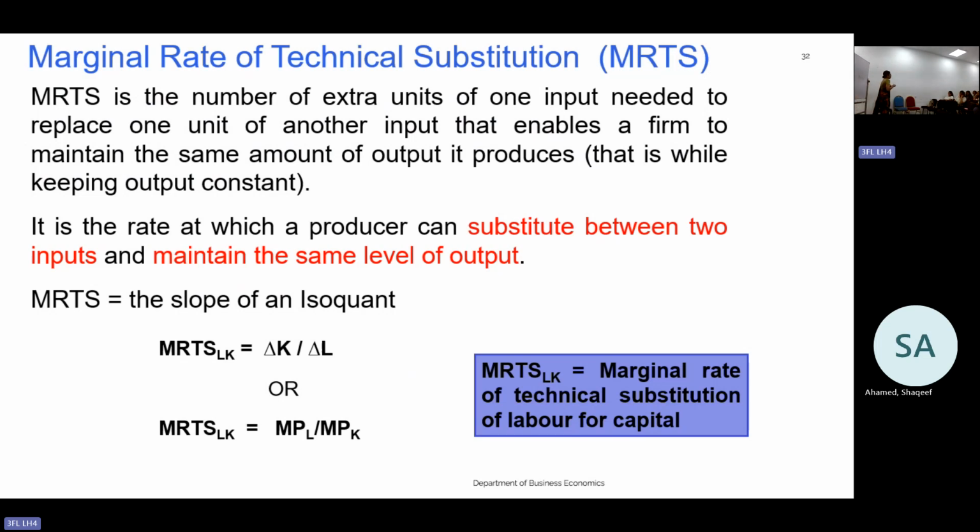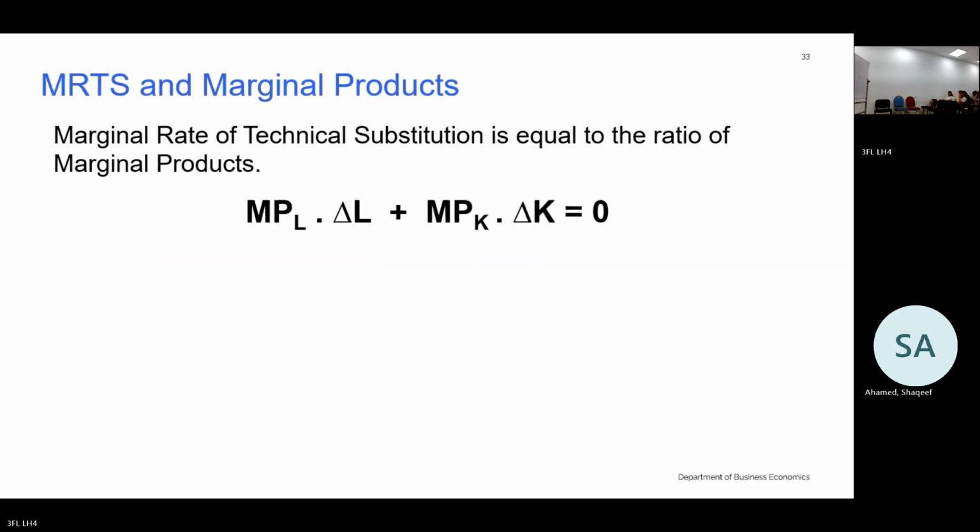Understood? Right. So this is the equation for the slope of the isoquant. So we say the marginal rate of technical substitution equals minus MPL divided by MPK. Why is it negative? Because we learned that since the two inputs are imperfect substitutes, we have to substitute or trade off between these two. So it is diminishing. Understood? So that's why it's negative.